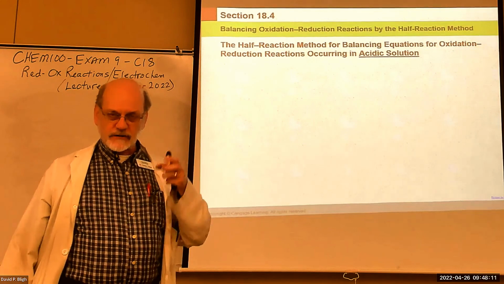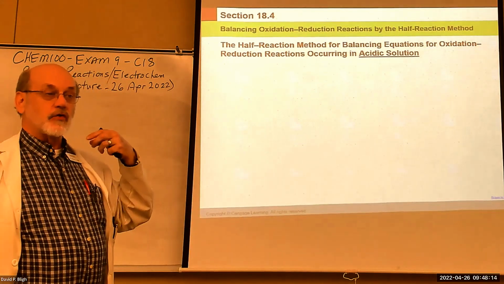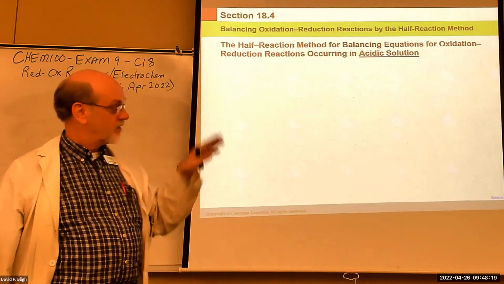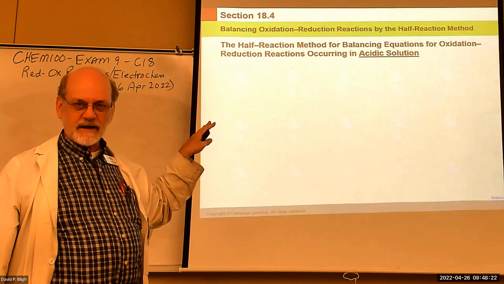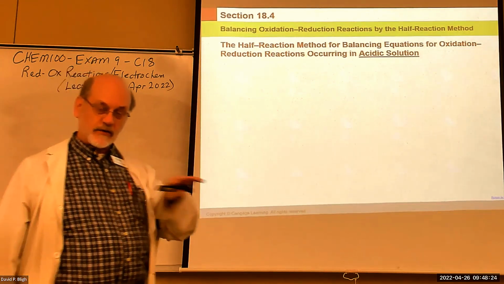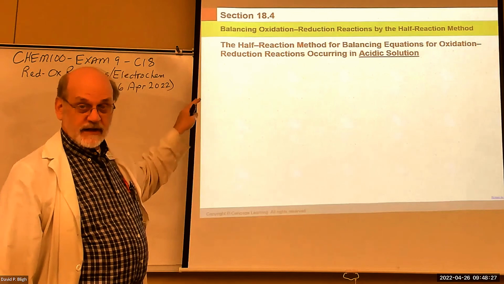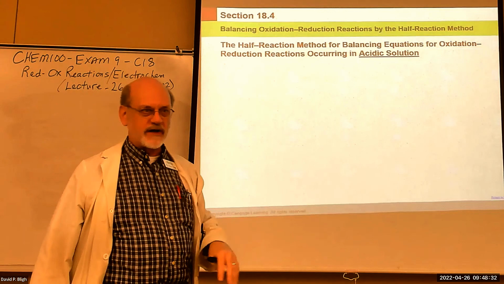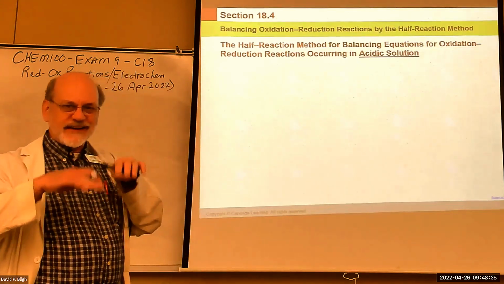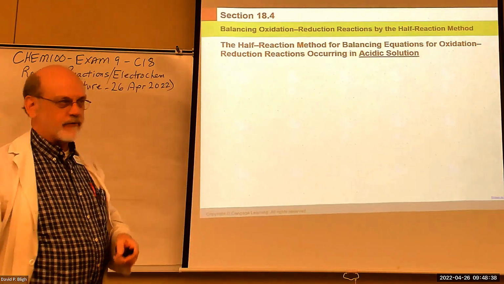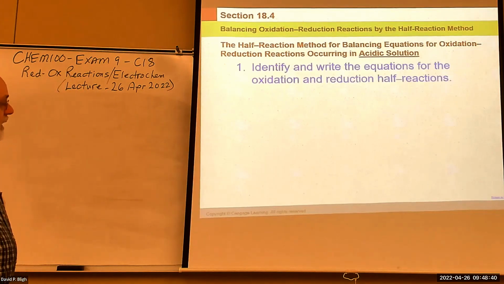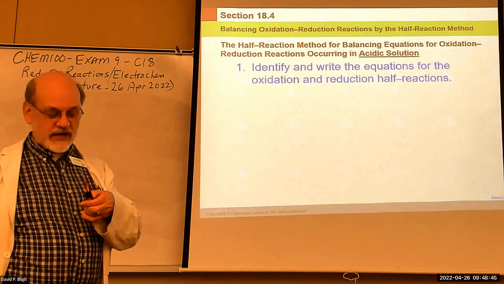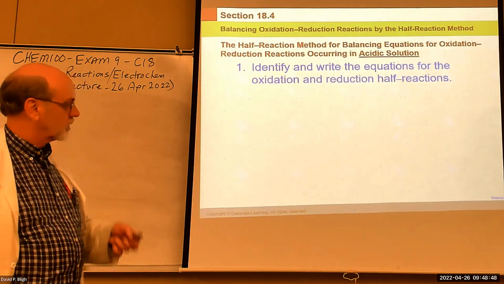But if the problem says you're balancing in acidic solution, then you approach it the way we're going to do it first. If it says you're in the basic solution, then we're going to do the acidic first anyway, and then change it to basic afterwards. That's the most efficient way to do it. So now we're just going to look at the acidic solution method for half reactions. Okay. We've gotten through this one. Identify and write the equations for each half reaction, oxidation, reduction.